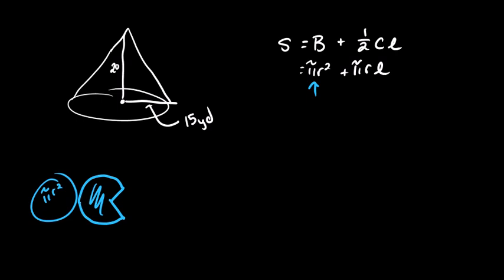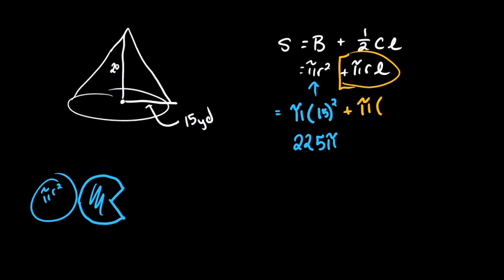Pi r squared, what is r? It is the radius, and it is 15 squared. So that means that this piece is going to end up equaling 225 times pi. Alright, now let's fill in the next piece. I am going to go ahead and use this piece down here in order to figure it out. Right now I'm just going to write pi, and I know what the radius is.